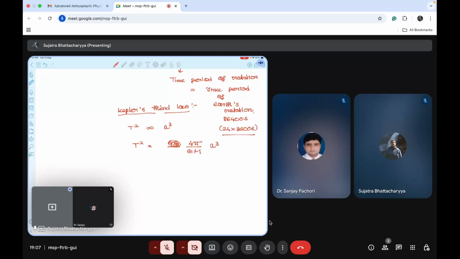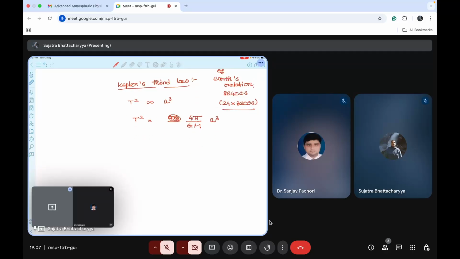Okay, let us see what is A cubed. So T will be equal to 2 pi. Sorry, I think there is some 4 pi squared, something is there. You will see 2 pi root over A cubed by GM. Something like this will come.